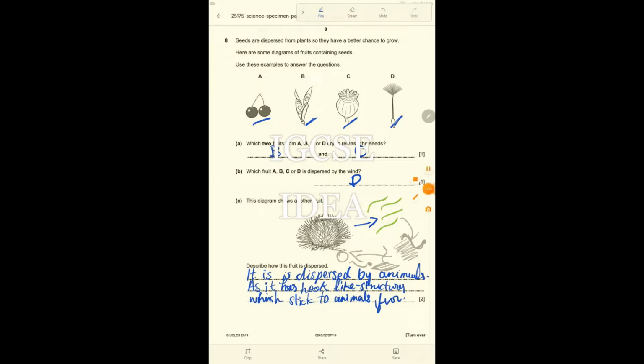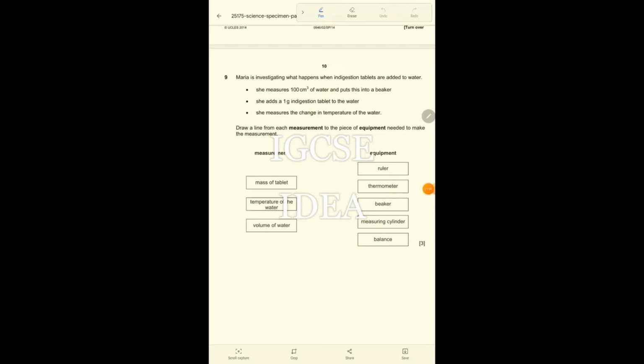Maria is investigating what happens when indigestion tablets are added to water. She measures 100 centimeter cube of water and puts this into a beaker. She adds a 1 gram indigestion tablet to the water. She measures the change in temperature of water. Draw a line from each of the measurements to the piece of equipment needed to make the measurement.